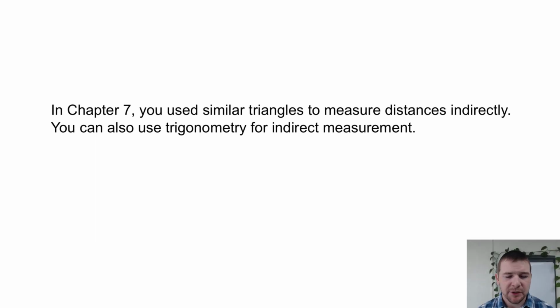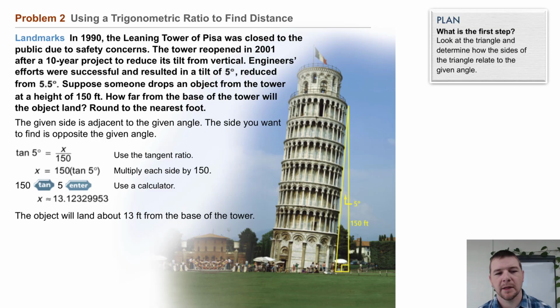In Chapter 7, you used similar triangles to measure distances indirectly. You can also use trigonometry for indirect measurement. Problem 2. Using a trigonometric ratio to find distance.